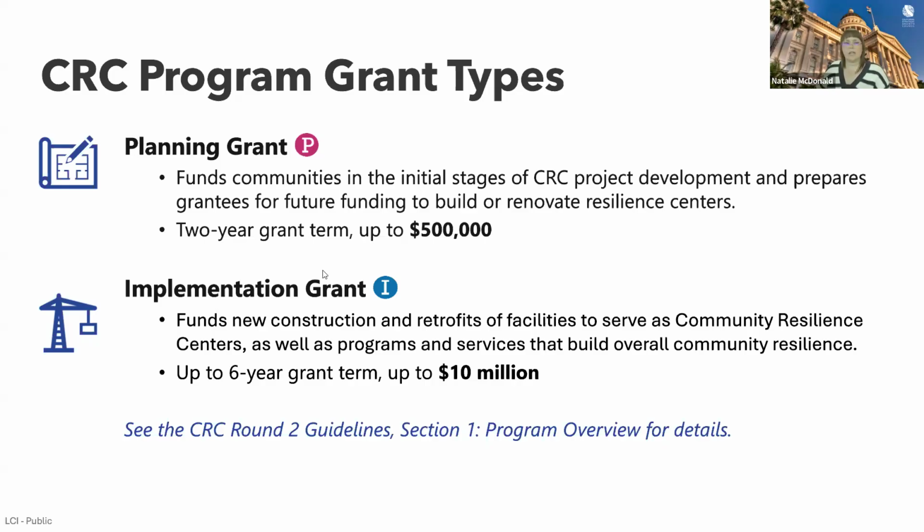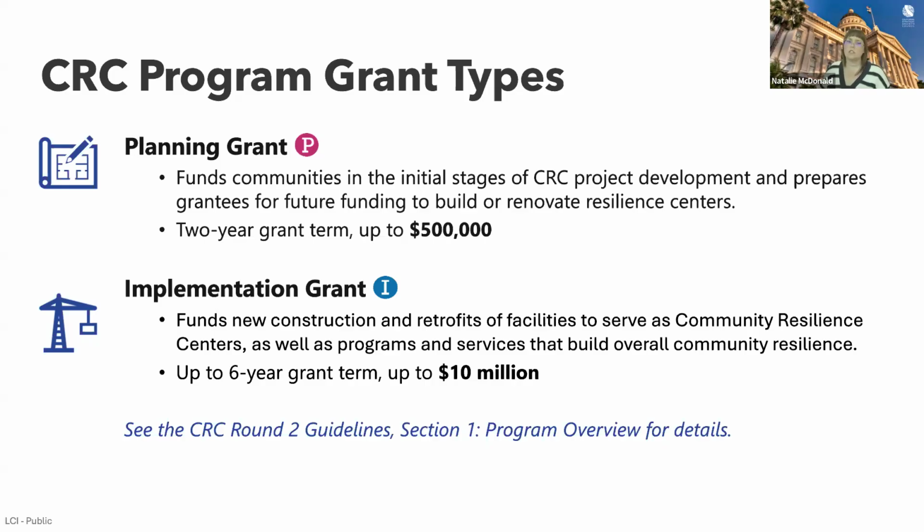First, let's talk about planning grants. Planning grants fund the initial stages of CRC project development. Grant activities will prepare grantees for future funding to build or renovate resilient centers. Planning grants include a 2-year term and an award amount up to $500,000.